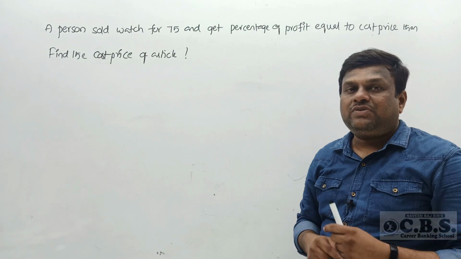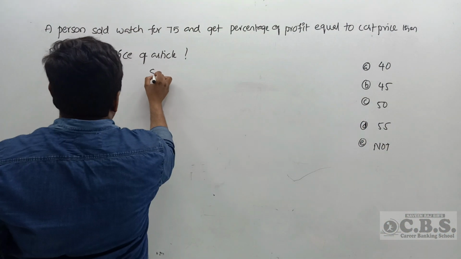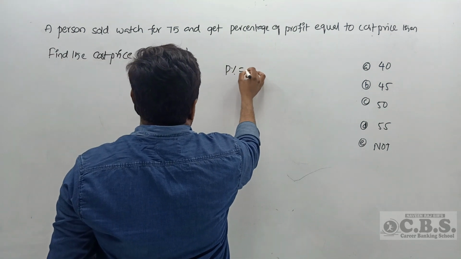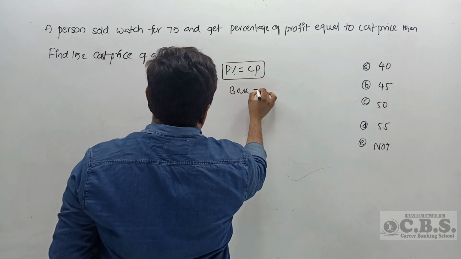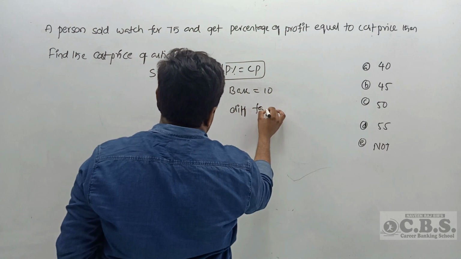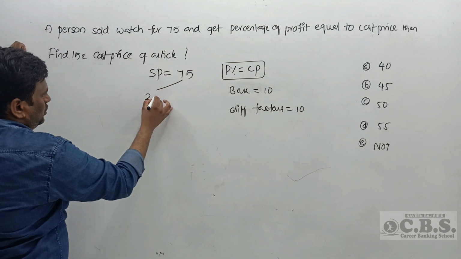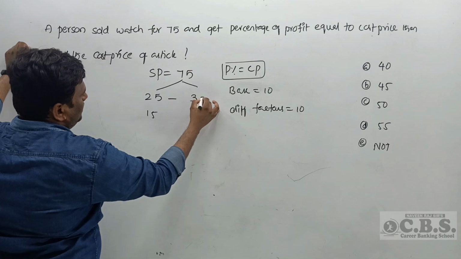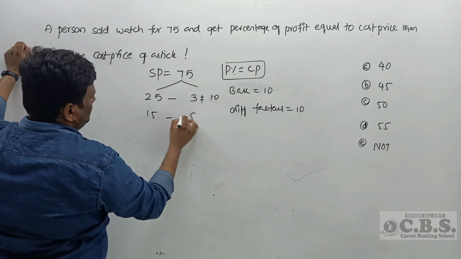You can answer this question with the same concept. So here it is the factorization concept. Here selling price is given as 75 and the condition given is profit percent is equal to cost price. Therefore the base is how much? 10. Therefore difference of factors is how much? 10. Okay, I do factorization of this one. 25 3s are 75 and 15 5s are 75. 25 minus 3, how much? 22. Is it equal to 10? Not equal to 10. Is it equal to 10?